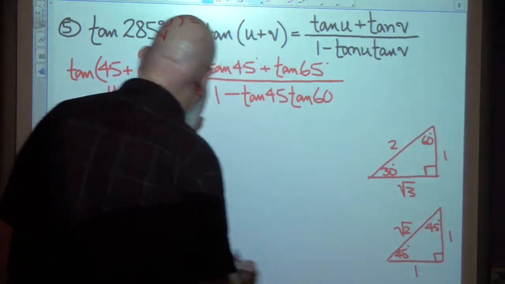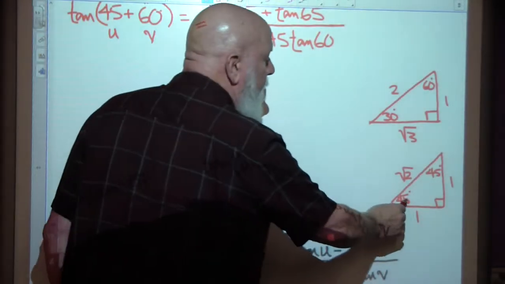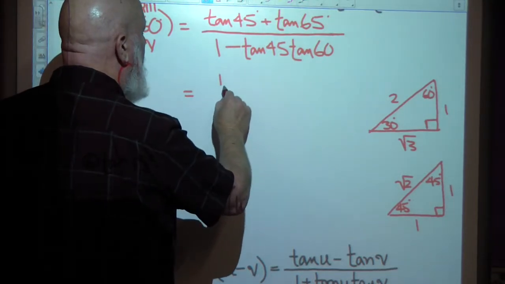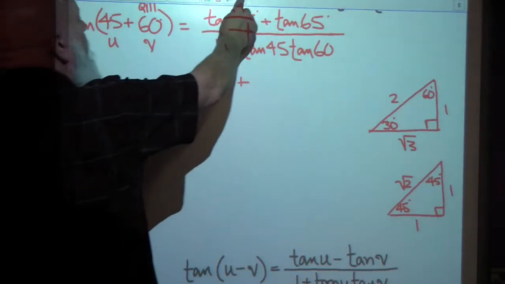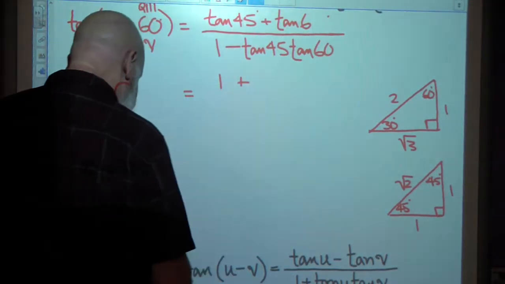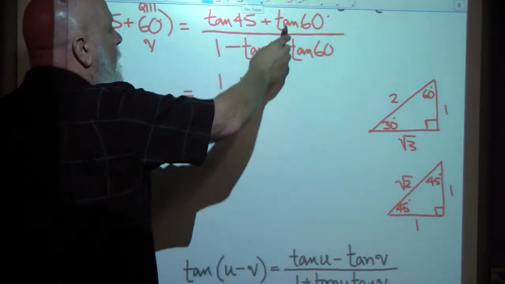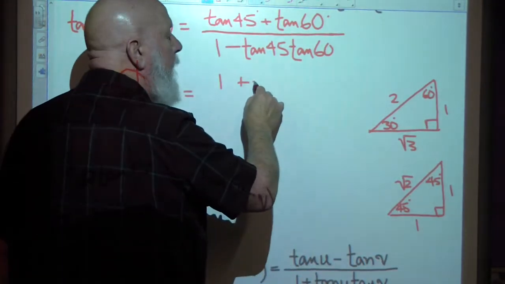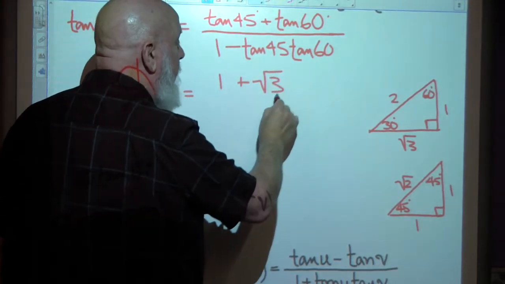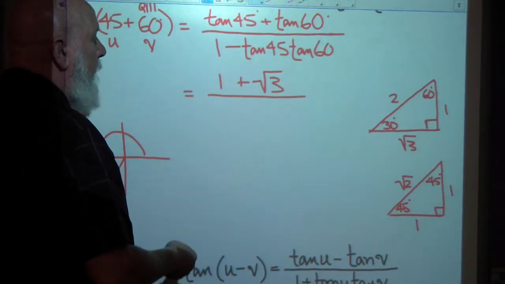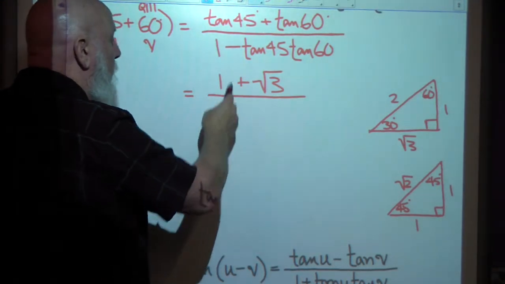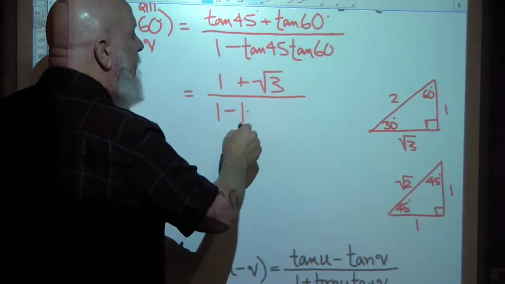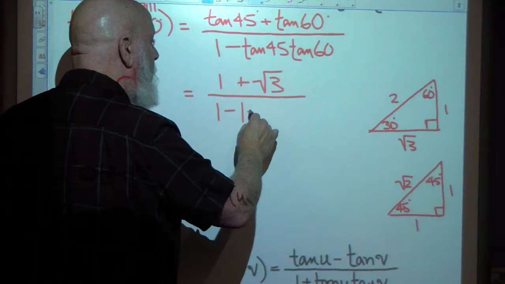The tangent of 45 degrees, going to our special case triangle. Tangent of 45 is opposite over adjacent, that would be 1. Oops. So this is 1. Plus the tangent of 60, I said 65 for some reason, that's 60. Why I wrote 65 degrees, we may never know. The tangent of 60 degrees is opposite over adjacent, and that is radical 3 over 1. Radical 3 over 1 is radical 3. Okay, so the top of my fraction is 1 plus radical 3, the numerator. The bottom is 1 minus the tangent of 45, which is 1, times the tangent of 60. Tangent of 60 is radical 3 over 1.